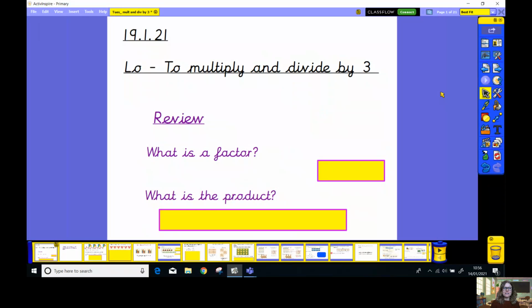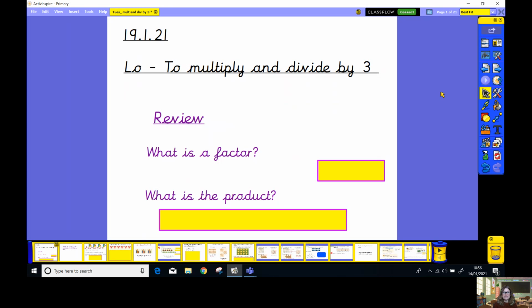Okay, could you write down today's learning objective and date: to multiply and divide by 3? Today's date is the 19th of 1st, 21. Please remember to underline it with a ruler. If you have a purple pen, you can do this review in purple pen, but if not, you can do it in pencil.